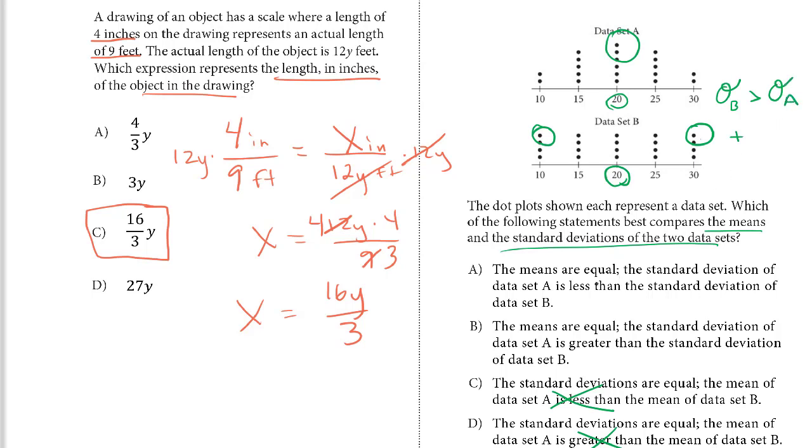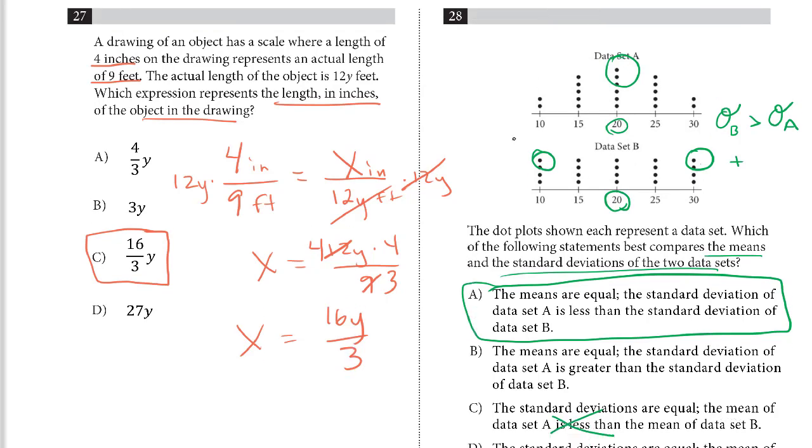So let's check A and B, which says that the means are equal. A says the standard deviation of A is less than the standard deviation of data set B. That's correct. That's the answer. B says the standard deviation of data set A is greater than the standard deviation of data set B. That is not correct. The data is bunched up more around the middle. Correct answer for 28 is A.